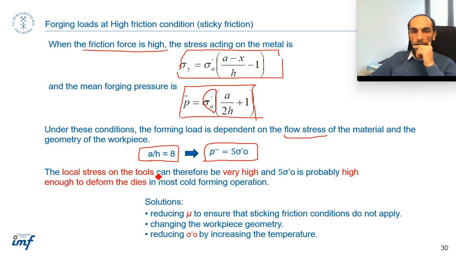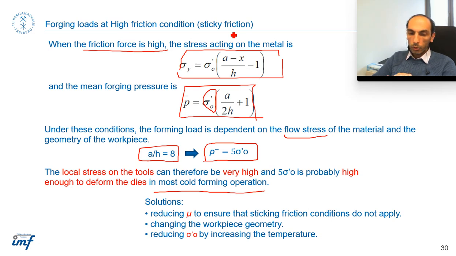So what does it mean? It means that the local stress on the tool can be very high, and it probably could be enough to deform the die, of course in cold forming operation. However, you should remember that this is under the high friction condition, a sticky friction condition. But in practice, usually it does not happen. A sticky condition means when the material sticks to the die, it means that the friction is very high.